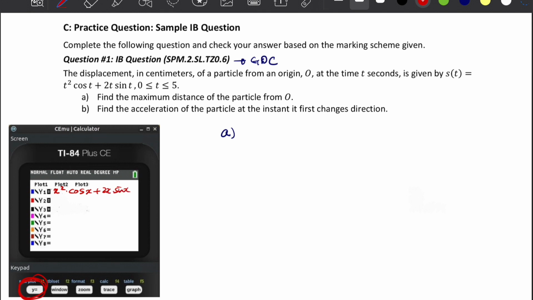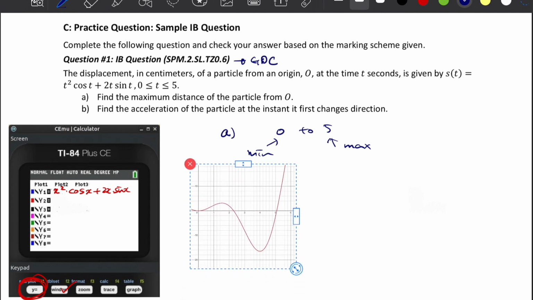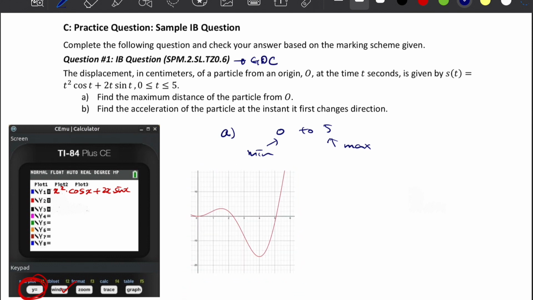Make sure you use the window tab. I'm suggesting you change the window size of the x value to 0 to 5, so minimum is 0 and 5 is maximum. I don't think you have to change the y range. Once you've done that, you're going to have a graph like this between 0 and 5.